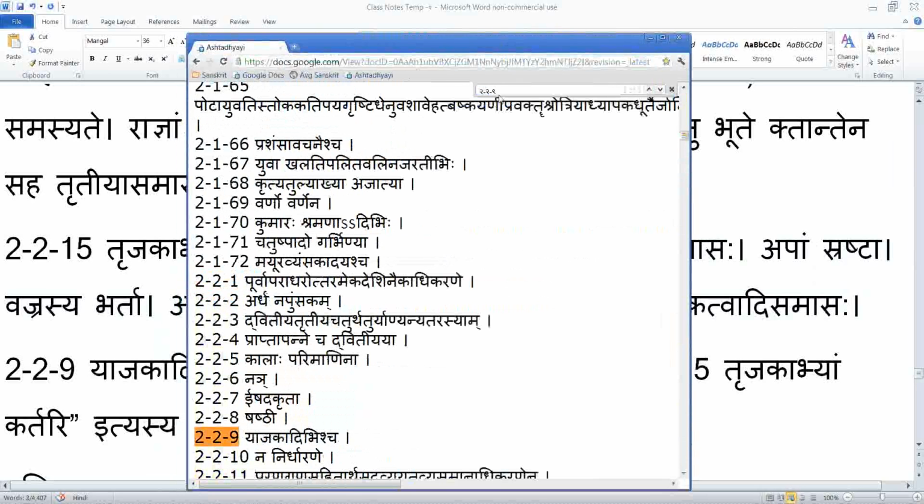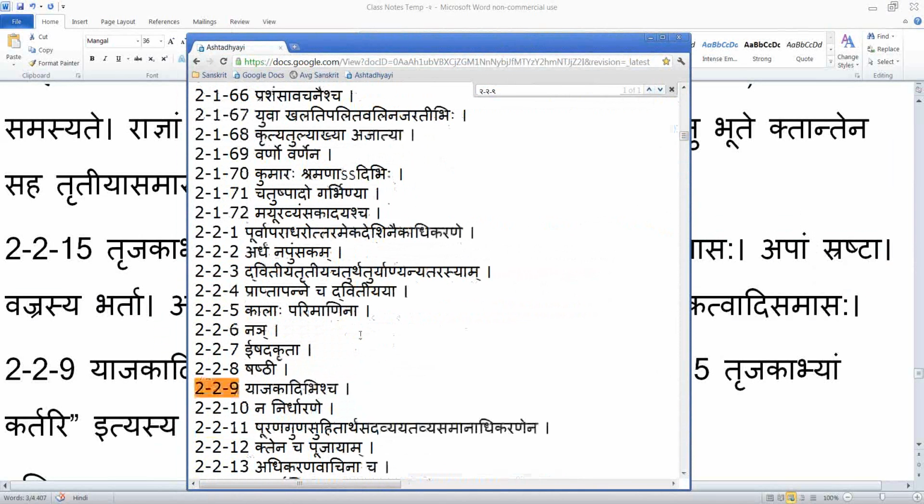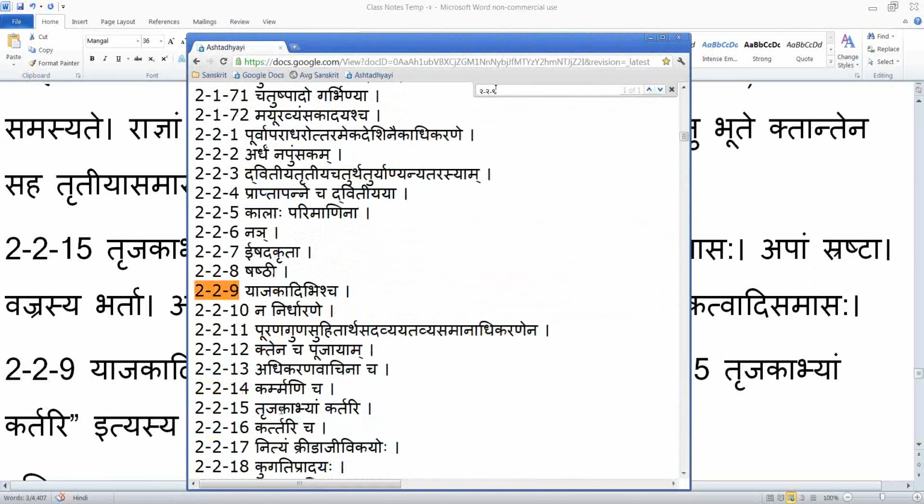229 yajakadibhyascha is a counter exception. Some of the shashtis which have been debarred from compounding will be allowed to compound as a counter exception. So we just saw that we have this sutram trijakabhyam kartari: something ending in a trich pratyaya, or in the ak pratyaya, cannot compound with shashtyantam padam, but we do want some of those to compound. And those we put in the yajakadi ganaha.